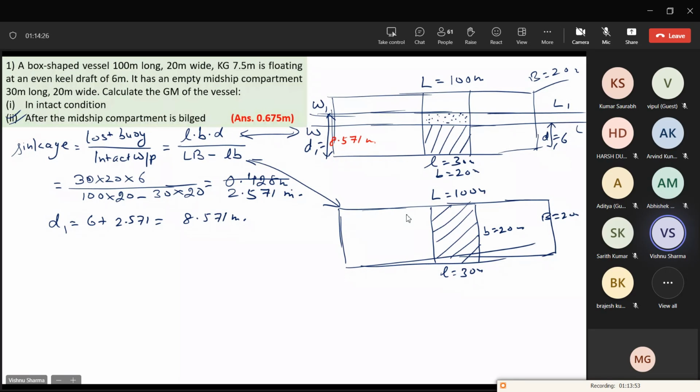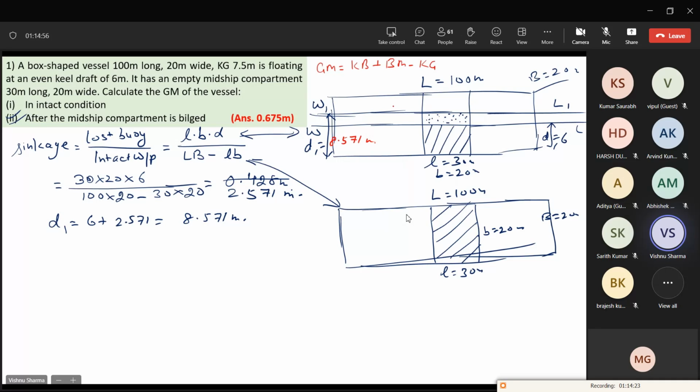Now we have to get the GM in the bilge condition. The formula for GM is the same, guys. GM will be equal to KB plus BM minus KG. See, in this case, KB will be D1 by 2, but in every case it will not be. I'll tell you what you need to check. But let me first tell you why it is D1 by 2.